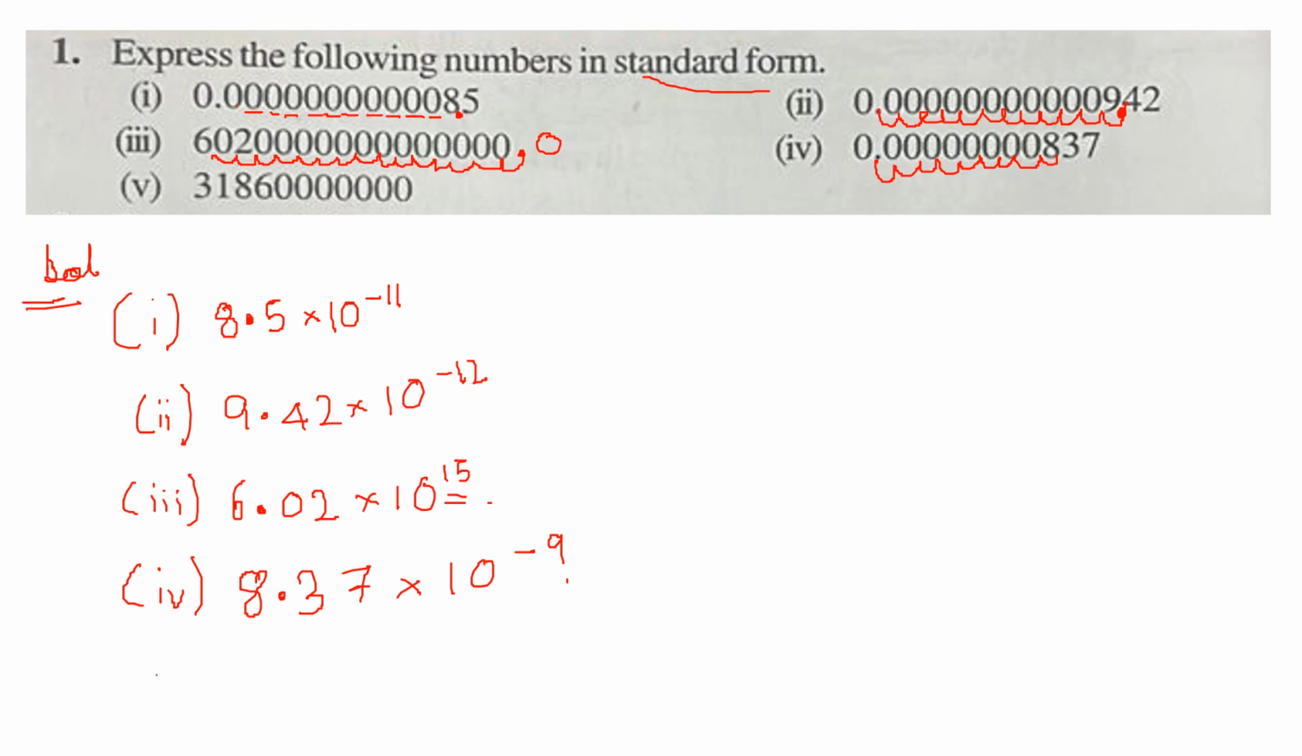Moving on to the fifth question. That is a very large number and it is a whole number and there is no decimal involved in it. So in our answer, the power of 10 would be a positive power. So 3.186 times 10 to the power. Let's count how many places the decimal is moving forward. 1, 2, 3, 4, 5, 6, 7, 8, 9, 10.